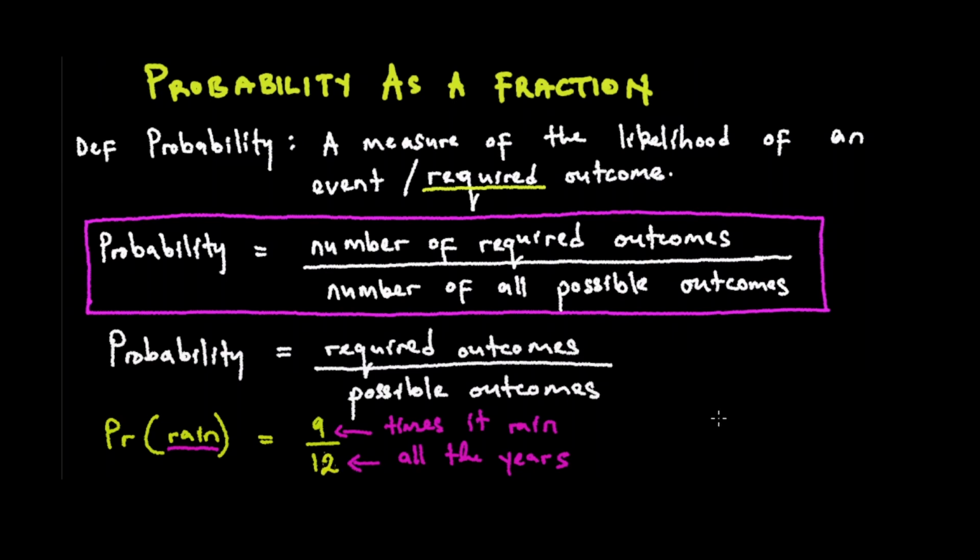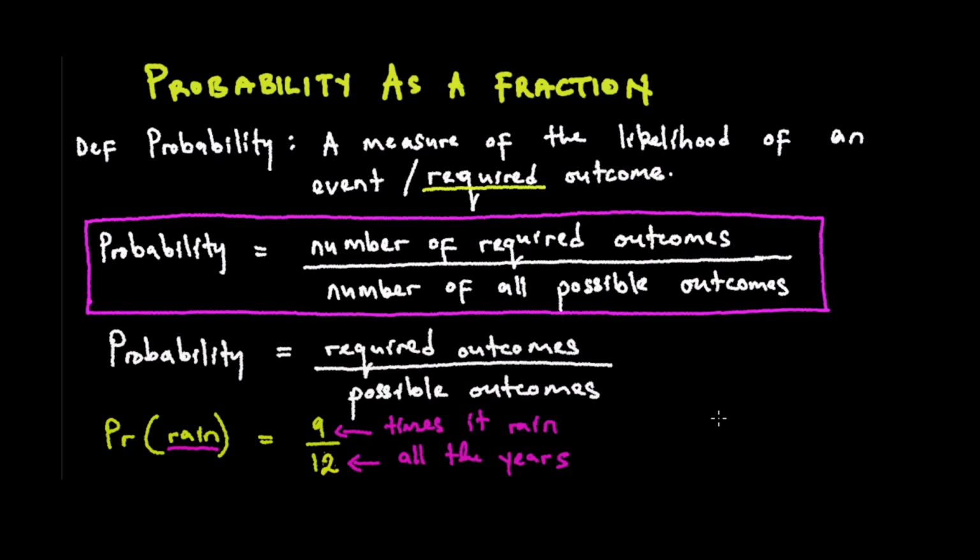So 9 represents what we require. We are looking for the number of times it is going to rain. How many times is it going to rain in 12 years? 9 times, the required outcomes. Then the possible outcomes are all the 12 years, all the 12 Septembers. Are you catching the drift?